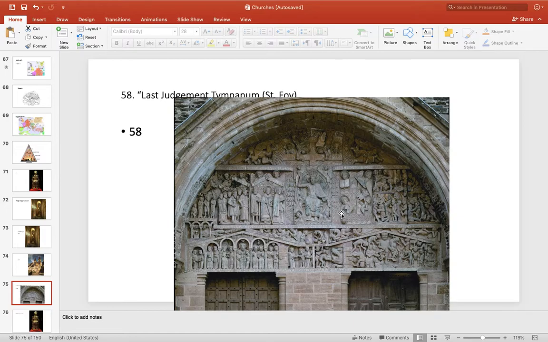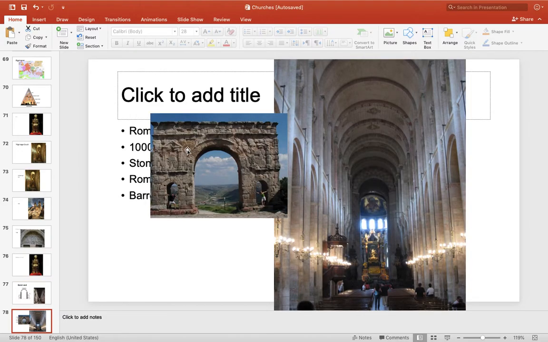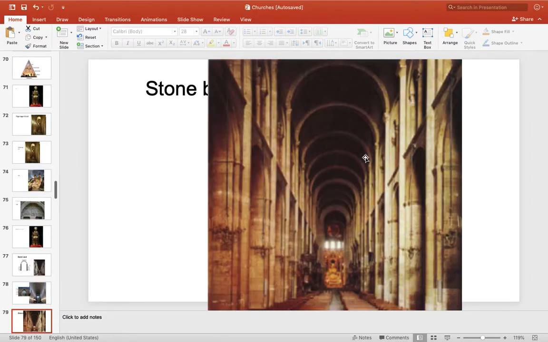This is the Last Judgment. It's kind of scary. He is judging. On the left are the damned, and on the right are those going to heaven. That is Jesus judging. Okay. All right, and then it's got a barrel vault, Romanesque, Roman-ish. So it's got that barrel vault. There's the Roman arch. There's a Romanesque church.